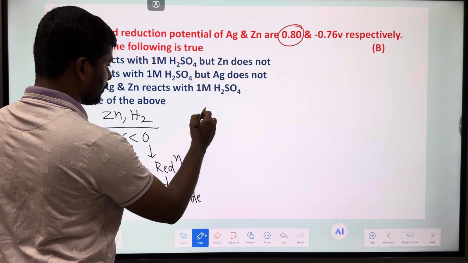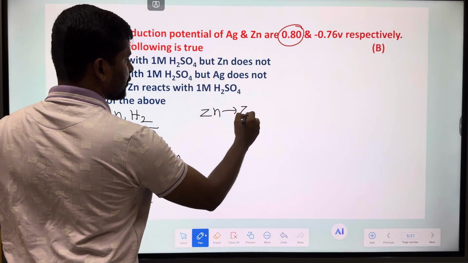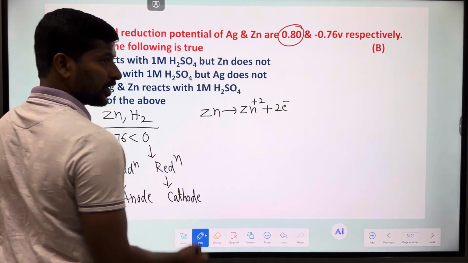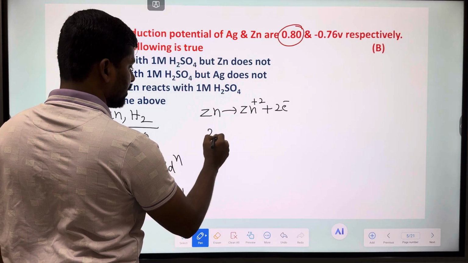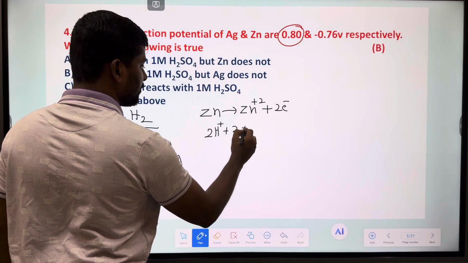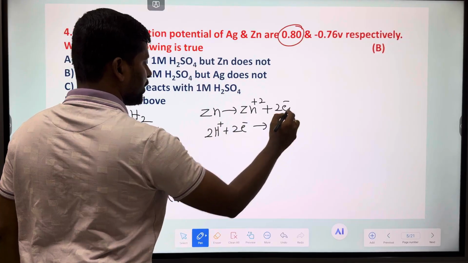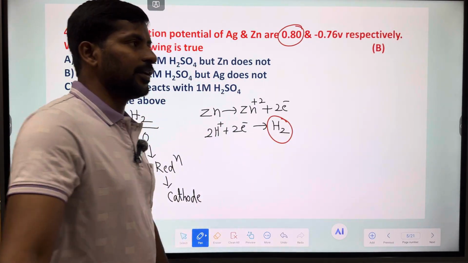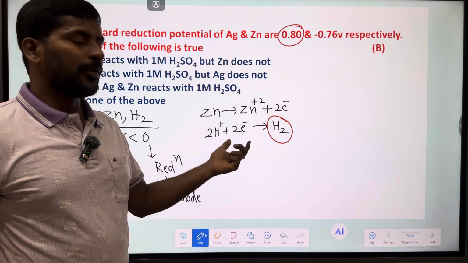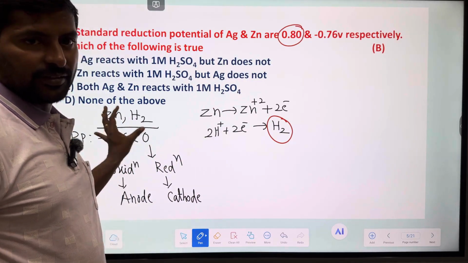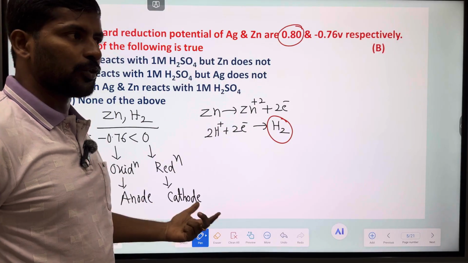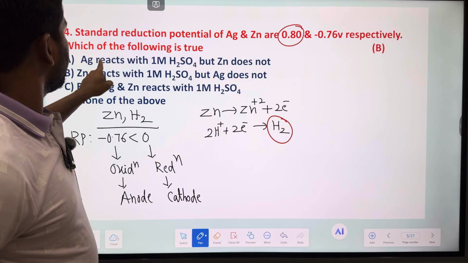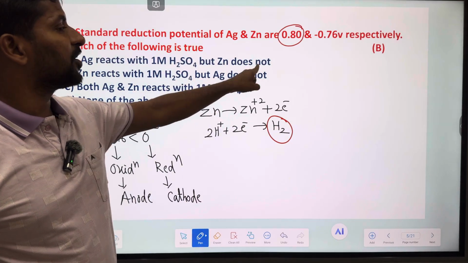So zinc undergoes oxidation. Zinc gives rise to Zn2+ plus 2 electrons. Whatever electrons are released, those are taken by hydrogen ions. 2H+ plus 2 electrons gives rise to H2. So that means zinc electrode evolves hydrogen gas with acids, H2SO4 acid. You may take hydrochloric acid, the same we will get, right? But what is given? Ag reacts with 1 M H2SO4, but zinc doesn't.